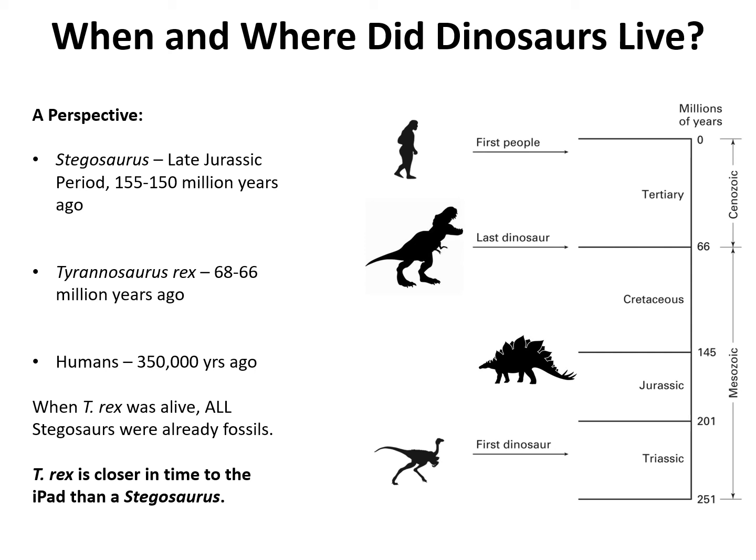And T-Rex is closer in time to us and our technology like the iPad than a Stegosaurus is. So next time you see an illustration of a T-Rex fighting a Stegosaurus, be sure to call out the BS on that one, because they did not all live at the same time. The Mesozoic era is a huge chunk of time, but not all the dinosaurs lived all at once.